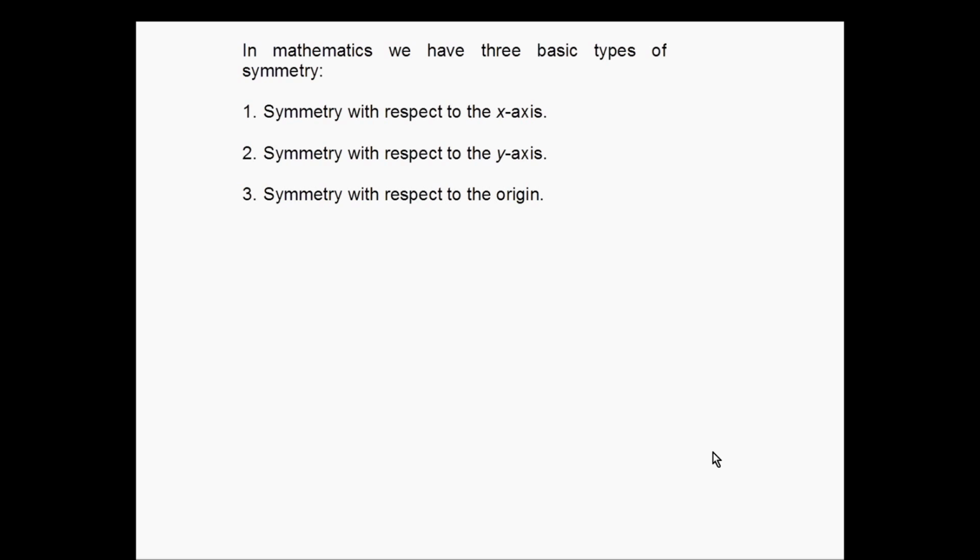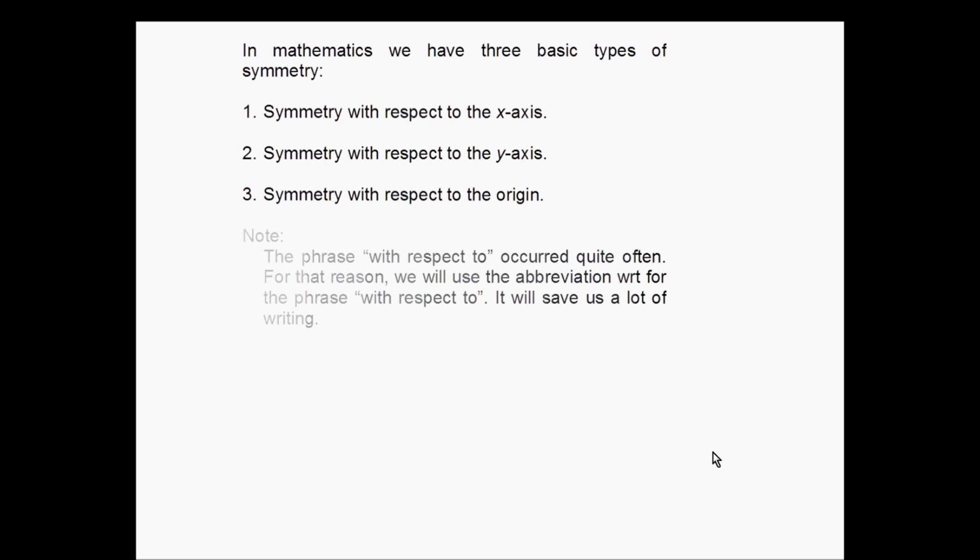So we want to be able to test for symmetry with respect to each one of those things: x-axis, y-axis, and origin. We'll draw pictures in each case and then formalize what the tests are in terms of algebraic manipulations. Note, the phrase "with respect to" occurred quite often. For that reason, we will use the abbreviation WRT for the phrase with respect to. It will save us a lot of writing. So WRT is going to stand for with respect to.